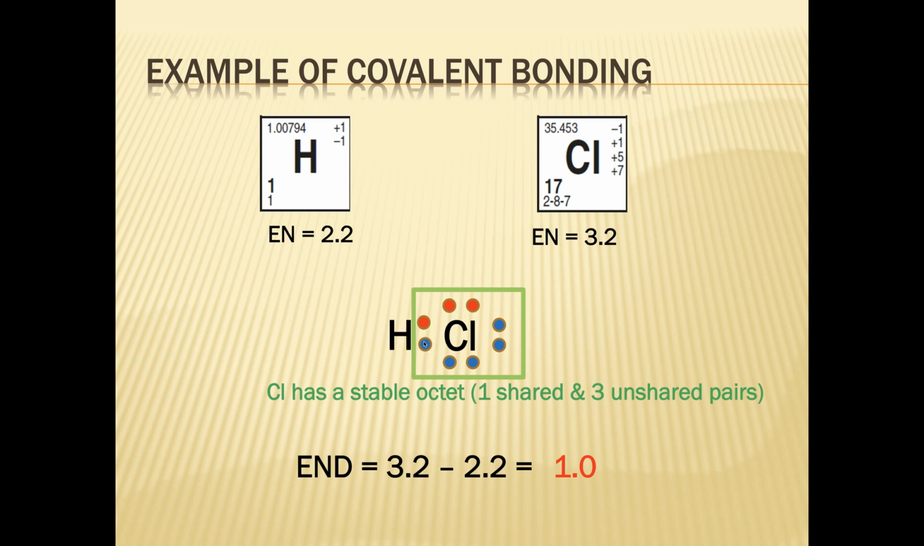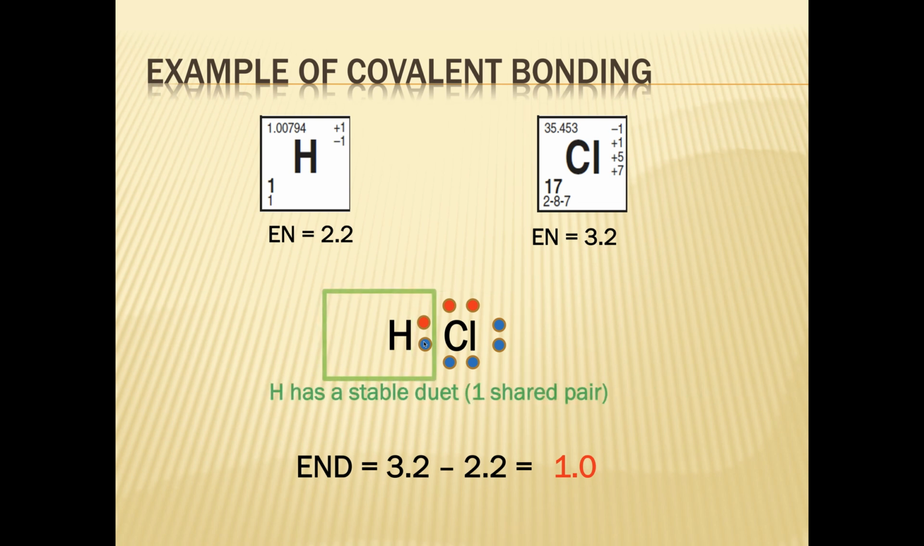Chlorine ends up with a stable octet thanks to hydrogen sharing its one electron, and hydrogen has a completed first energy level. Hydrogen is happy with just 2 electrons. We'll call that a stable duet.